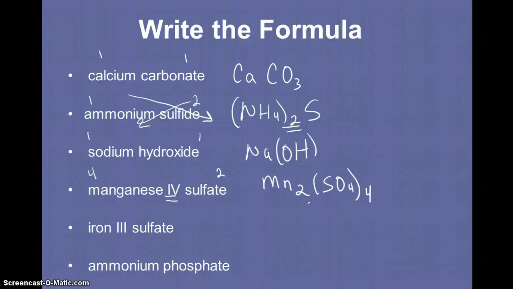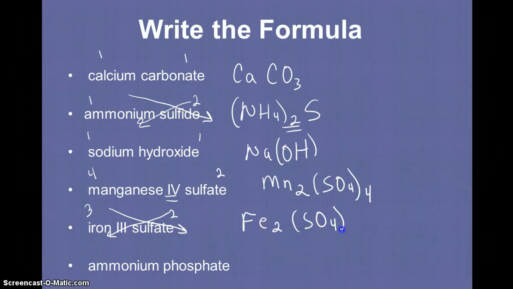On the next one, we have iron Roman numeral 3 sulfate, telling us that iron has an oxidation state of 3 because of the Roman numeral. Sulfate, if we look at our polyatomic sheet, does have an oxidation state of 2. Remember, the 3 is now going to come after sulfate, and the 2 is going to come after iron. So when we write that, it should be Fe2(SO4)3. Remember, the 2 belonged to the iron, and the 3 belonged to sulfate.